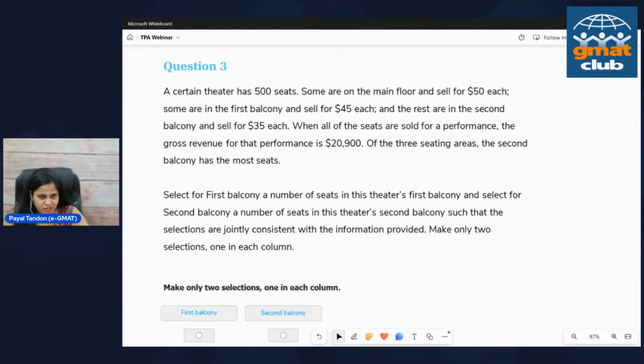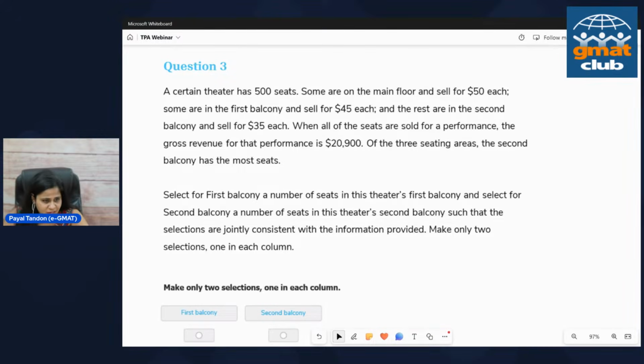So clearly, this question is a lot more involved as compared to the previous two questions. Even on GMAT Club, I believe the accuracy is about 45%. And people are taking upwards of 4 minutes to solve this question. And today also, I'm seeing the same thing.